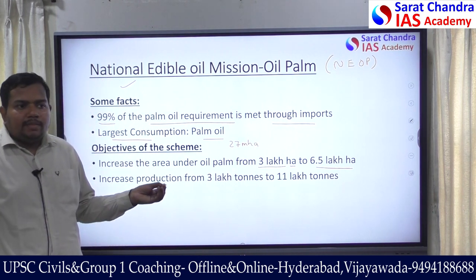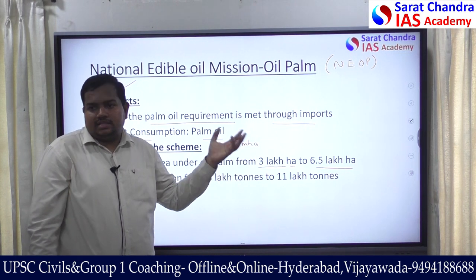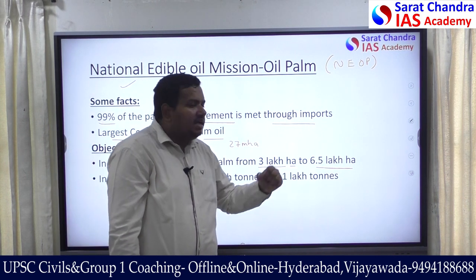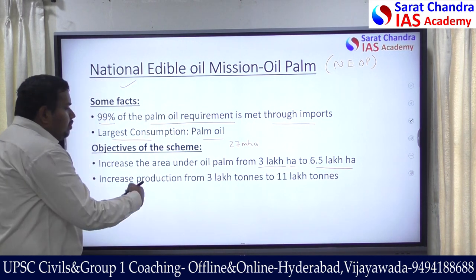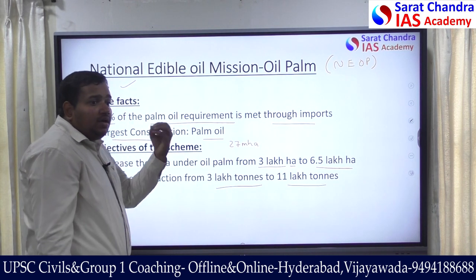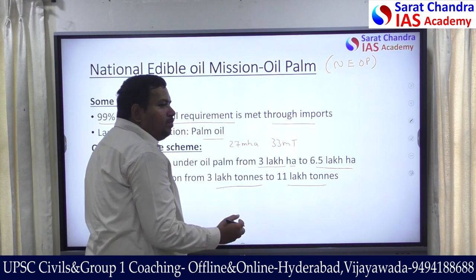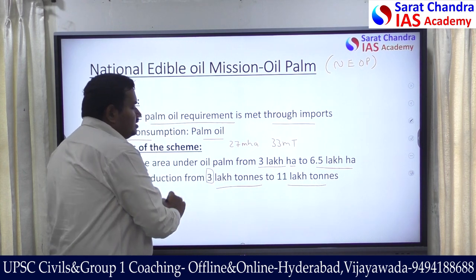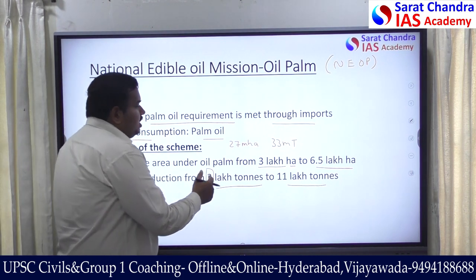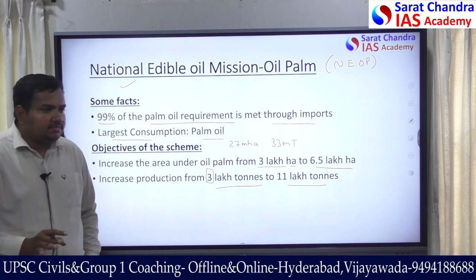But out of that, palm oil is having just 3 lakh hectares. Very, very less. So, from 3 lakh hectares, we want to increase it to at least 6.5 lakh hectares. Similarly, production from 3 lakh tons to 11 lakh tons. Total oil seed production is 33 million tons. Out of that, palm oil is just 3 lakh tons. Again, very less. So, from 3 lakh tons, we want to increase it to at least 11 lakh tons. So, there can be a decrease in the import bill.